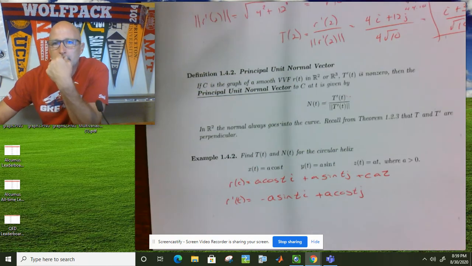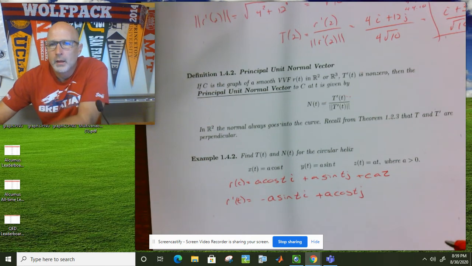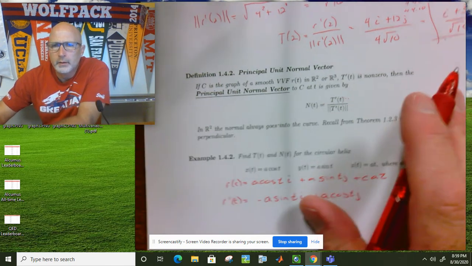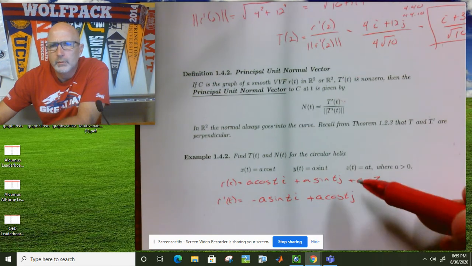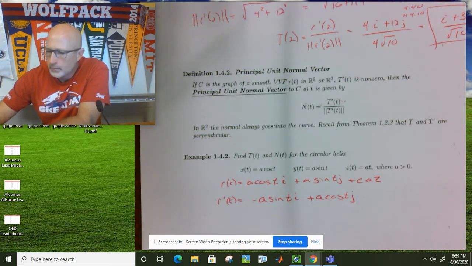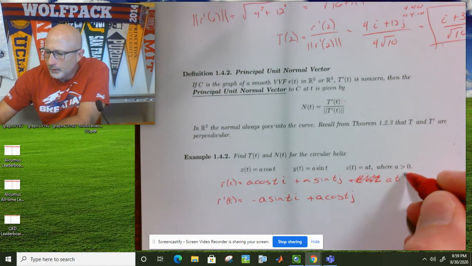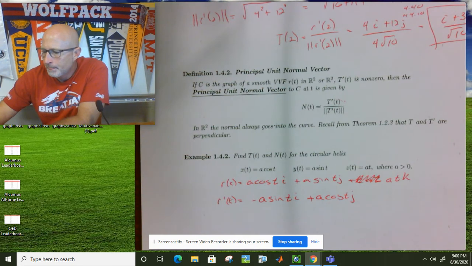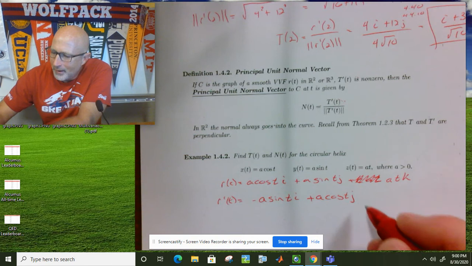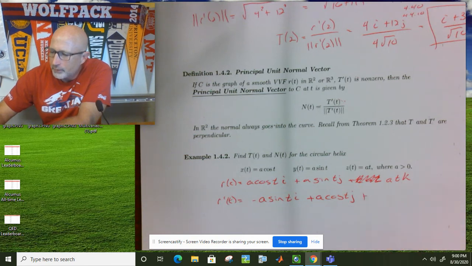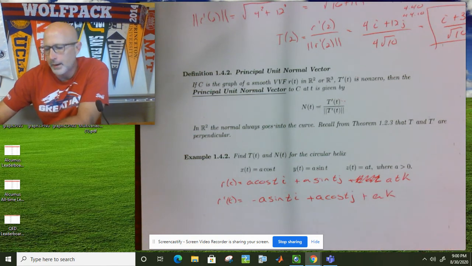Where did that c come from? I'm a little confused about what I did there. So this is a t k. I'm not sure what happened there. Sorry. And so then taking the derivative of this, I'm just going to get a k.